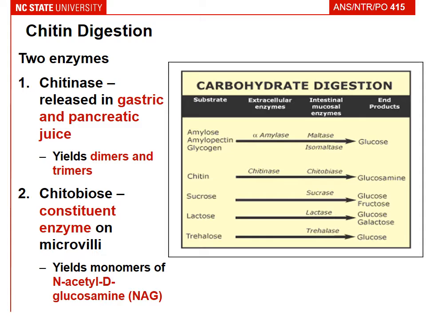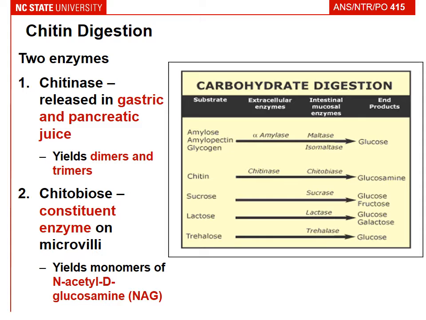Now, once we have those dimers and trimers, we also have chitobiase, sorry, that's supposed to be chitobiase. And so this is just like maltase, sucrase, and lactase. It's constitutively expressed on the microvilli. And this is what is breaking up those dimers and trimers, and it's yielding monomers of the N-acetylglucosamine.